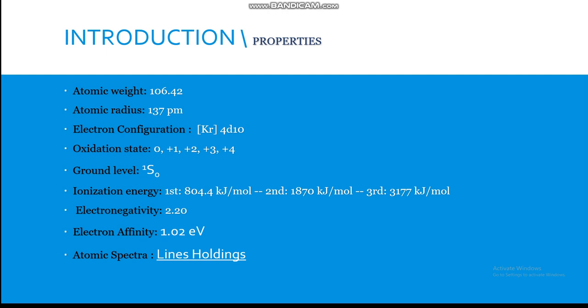Atomic weight 106.42, atomic radius is 137 pm, electron configuration is Kr 4d10, oxidation state 0, +1, +2, +3, and +4, ground level 1 at 0. Ionization energy for the first electron is 804.4 kilojoule per mole, for the second one is 1870 kilojoule per mole, for the third 3177 kilojoule per mole. Electronegativity is 2.2, electron affinity is 1.02.